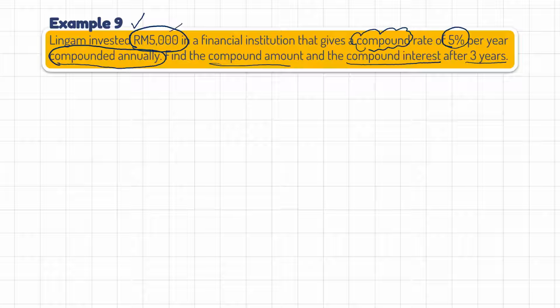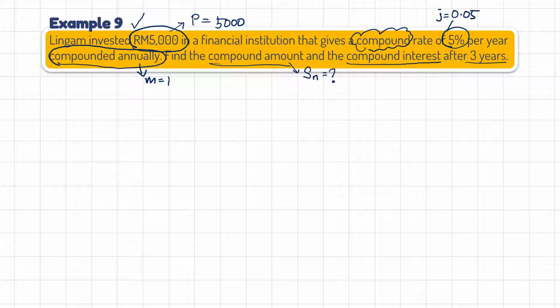Let's see the information that we have. Here we have 5,000, the amount that Lingam invested. Therefore, this will be our P, 5,000. And then we have 5% per year. This will be our j equals 0.05. Compounded annually shows that our m equals 1. Find the compound amount. The question asks you to find Sn.